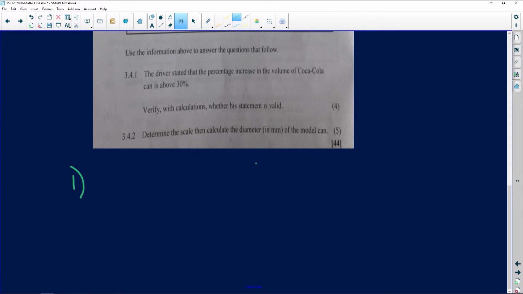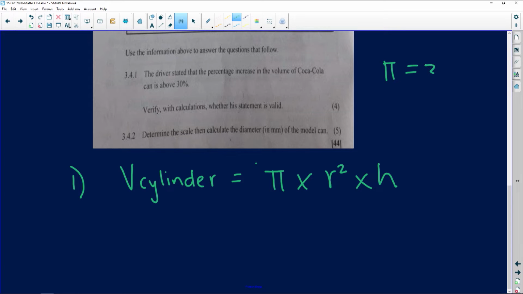So we are told that the volume of a cylinder is equal to pi times radius square times height. And we've been told that for pi, I'll just write that over there. We need to use 3,142. Please don't go and use your own thing, guys. Use the one that has been given.